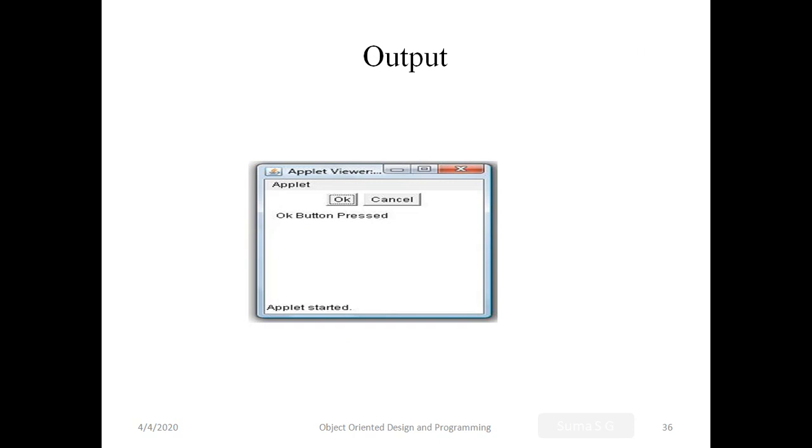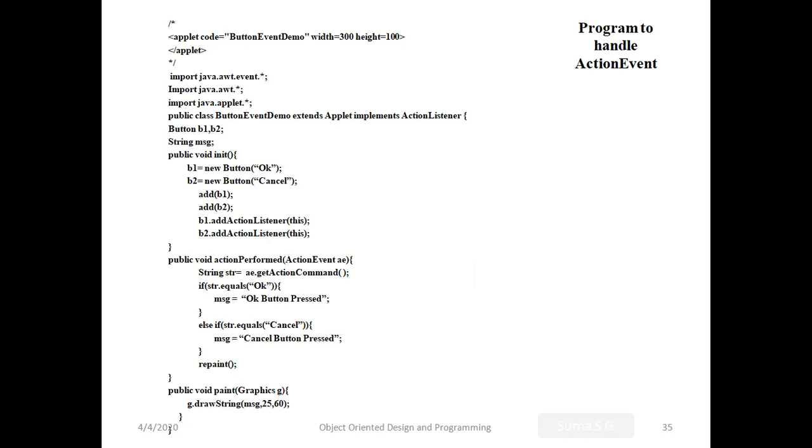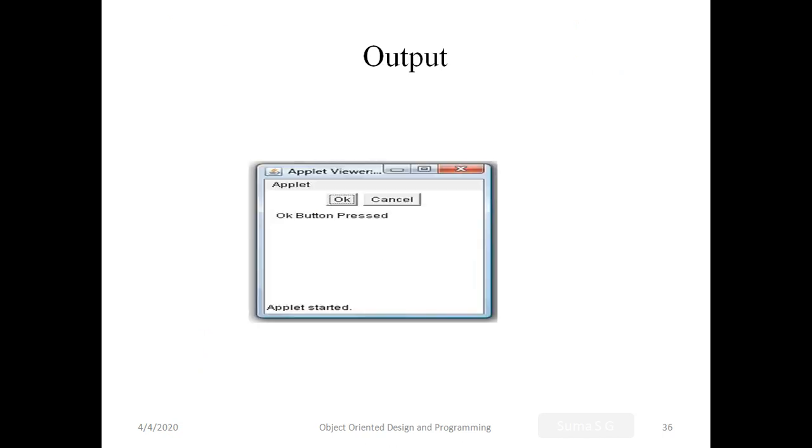This is how the output looks. There are two buttons. This is the applet window having a width of 300 and height of 100, and there are two buttons, one labeled OK, the other labeled cancel. If you click on the OK button, as I have clicked, on the body of the applet the msg is printed, which is set to OK button pressed. If I click on cancel, cancel button pressed will be printed on the body of the applet.